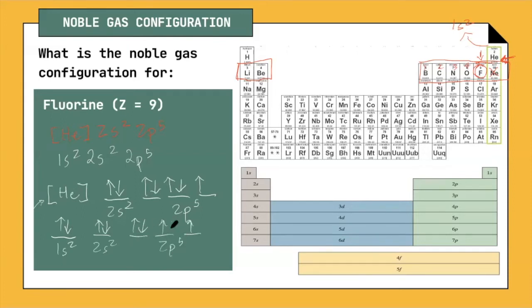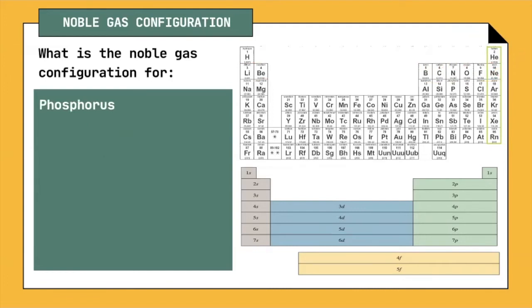Then if we have filled all the orbitals, that's the only time that we would use the electron spin, the negative 1/2 electron spin. So that would be for the fluorine. So this would be the noble gas configuration. This would be the extended SPDF notation, right? And so on.